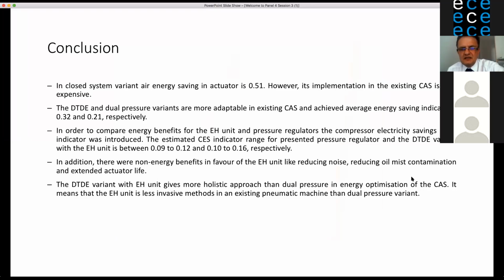And the next, go to conclusions. So we observe that it's possible to put the back pressure to all pneumatic installation. Of course, it should be done in, let's say, an intelligent way in order not to disturb the normal production.